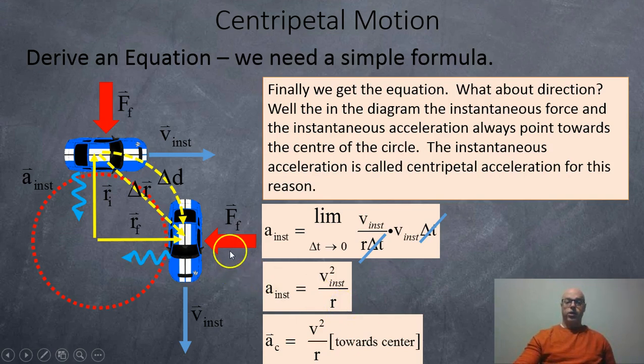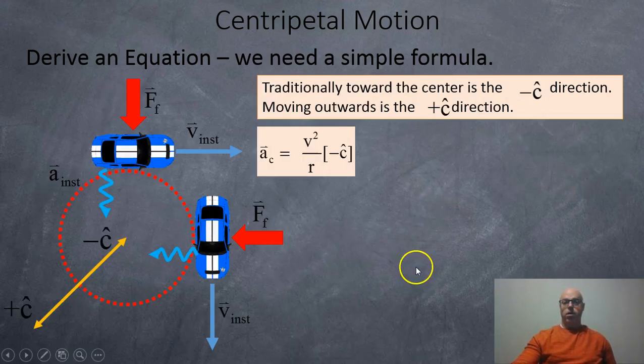And as you can see from the picture, the force and the acceleration is always pointing towards the center of the circle. So here's our simple, useful formula for centripetal acceleration. It's just the speed squared, because its speed doesn't change in a circle, divided by the radius. Okay, so now traditionally we say moving towards the middle of the circle is the negative centripetal direction, so the negative c hat, and moving away is the positive c hat direction. So instead of saying towards the center, you can just use negative c hat for your direction.